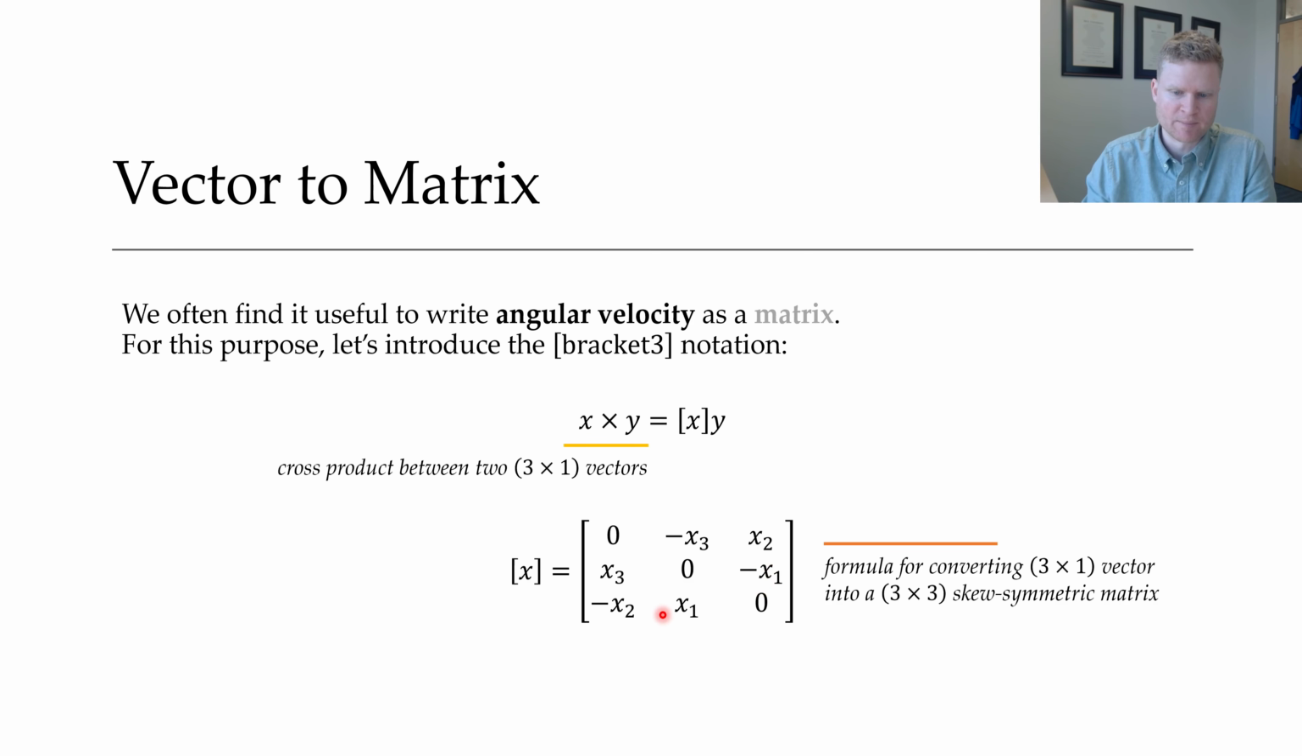So I've got negative x1, then positive x1. x2, that's the second element of x. I've got x2, then negative x2, and then x3, that's the third element of x. I've got negative x3, and then x3. So it's almost symmetric. We call it skew symmetric.